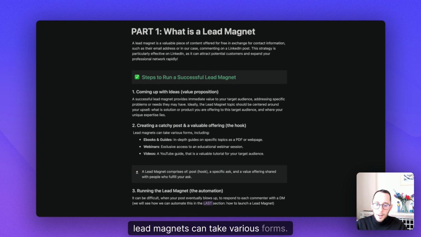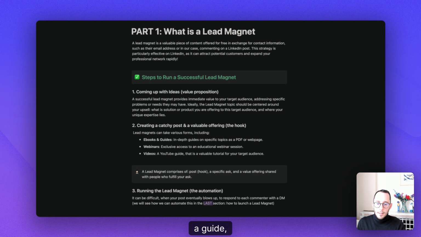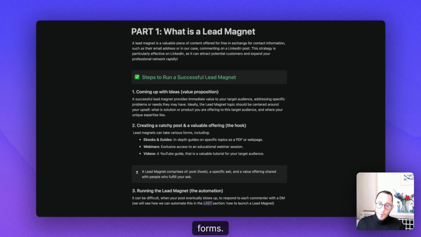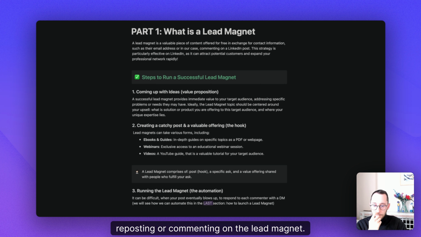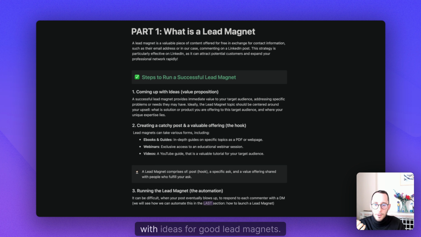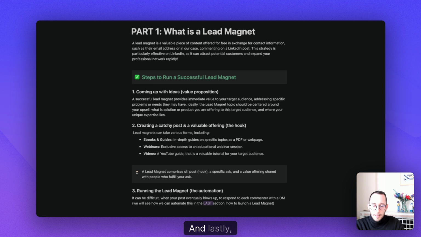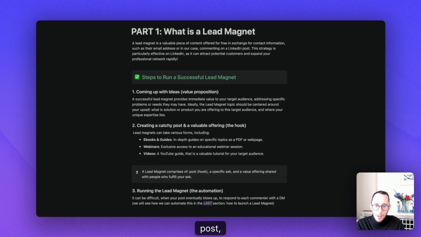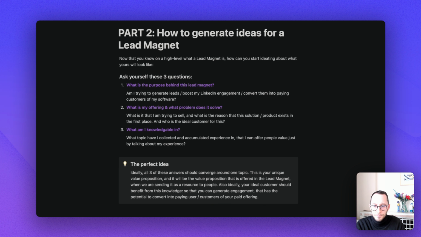Lead magnets can take various forms. They could be an ebook, a guide, a webinar, or a video series, which is what we're doing today. We will also use this video series as a lead magnet. They could also take other forms, such as a free audit or free consultation, in exchange for reposting or commenting on the lead magnet. In the next slides, we will elaborate more on how to come up with ideas for good lead magnets. And lastly, in the third section, we will look at how we can run this lead magnet post efficiently and easily on LinkedIn.